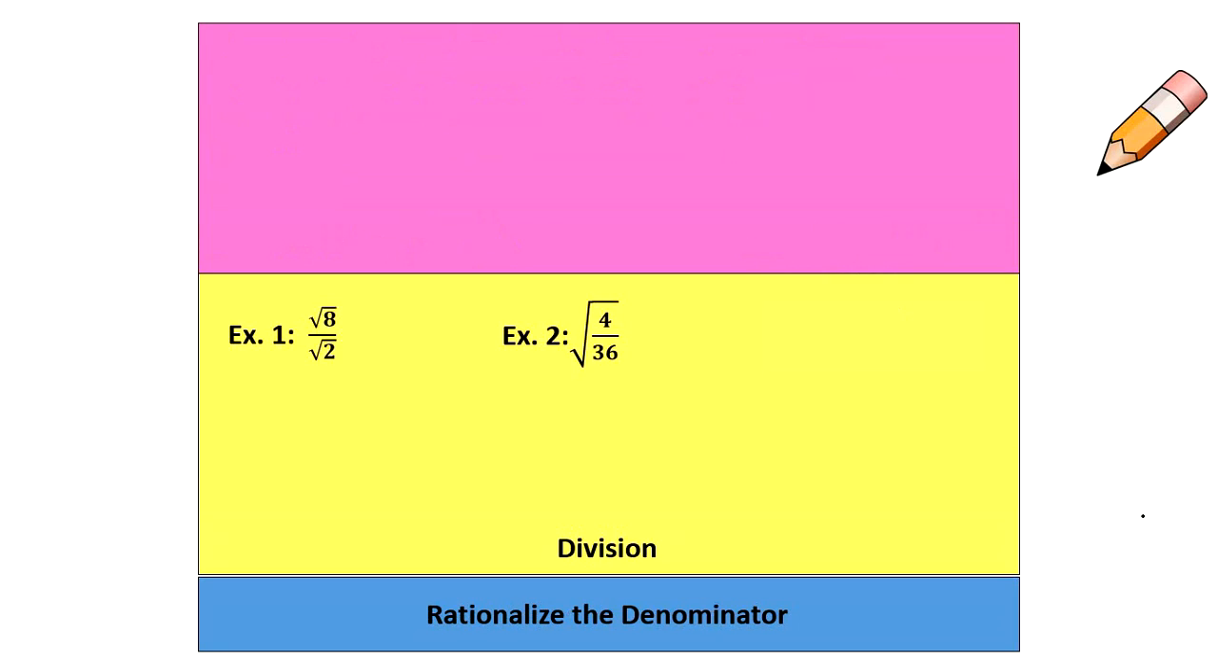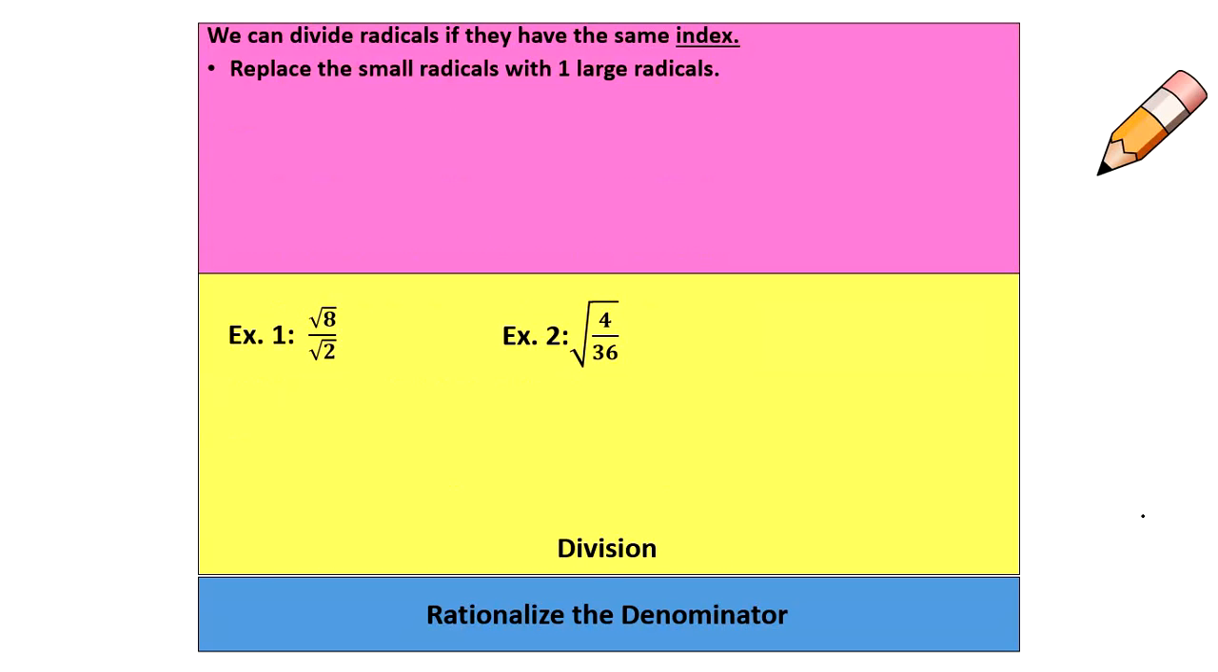What about division? So guys, division is a little different. You're normally going to see 2 radicals stacked on top of each other, or a fraction inside a big radical. So very first thing, guys, we can divide radicals if they have the same index, just like multiplication. And since we're in Algebra 1 only, we're just going to see things with the same index, because we're only looking at square roots. You're going to want to replace the small radicals with one large radical.